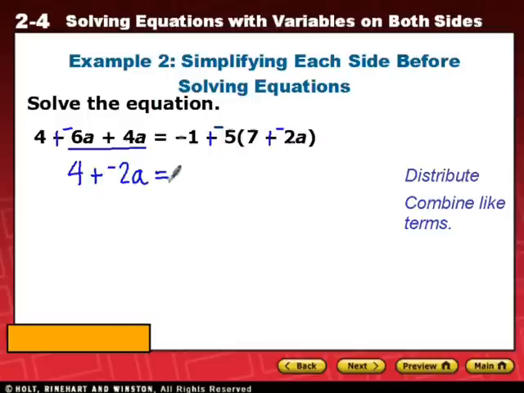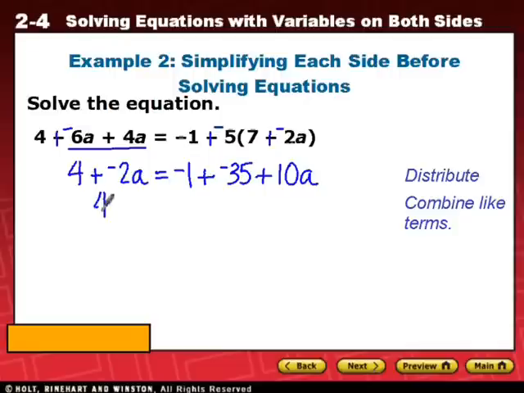And on the right side, I can't even combine like terms yet because first I have to distribute. So I've got negative 5 times 7 is negative 35 plus negative 5 times negative 2a. Those are both negative, so I end up with positive 10a.